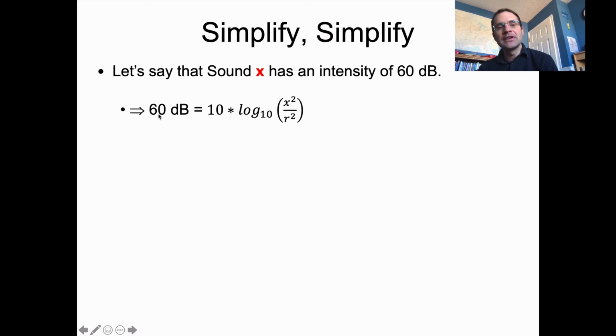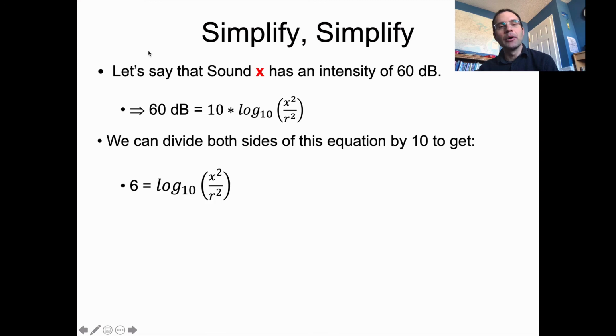I can simplify that a little bit. Hopefully you notice this. I have 60 on this side and I have 10 on this side. So I can divide both sides of the equation by 10 and just get the Bell's version of this equation. So 6 Bells equals log to the base 10 of x squared over r squared, the power of the sound x over the power of the reference sound.